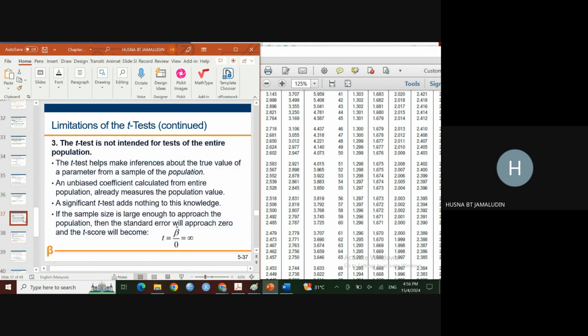Last one, the t-test is not intended for tests of the entire population. Of course, if you have the entire population, why would you need a sample? The t-test is only meant for testing your sample. You want to check whether your sample can represent, reflect, infer or estimate the characteristics of your population. So it is not meant to test the population. It is only meant to help you check whether your sample can infer your population.